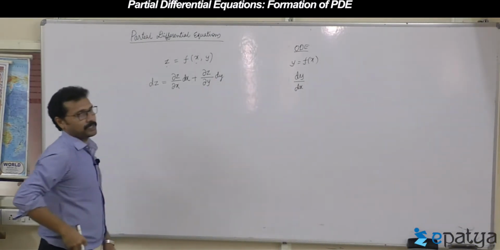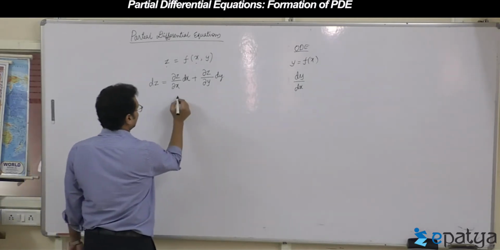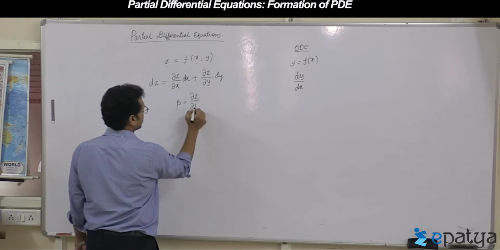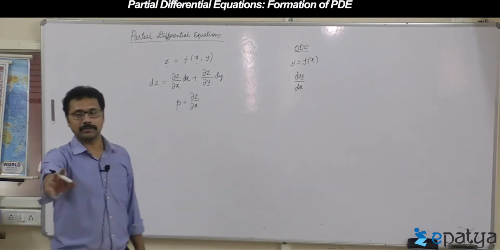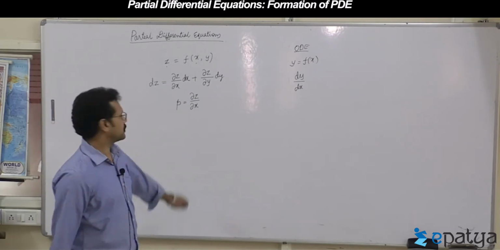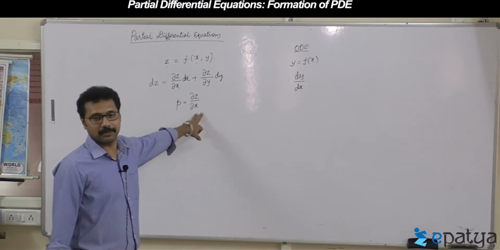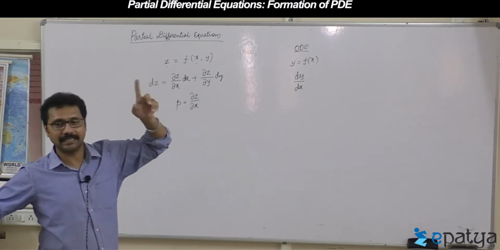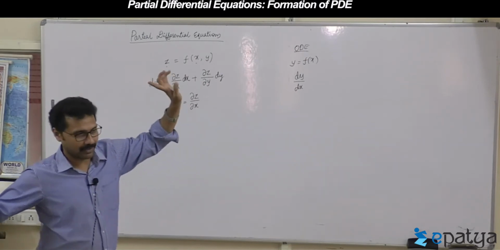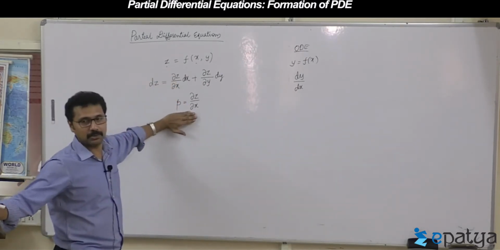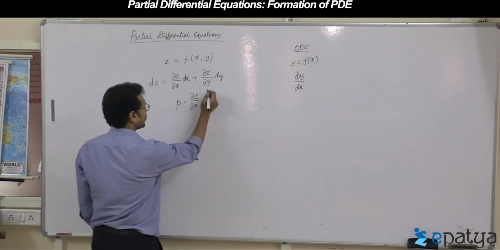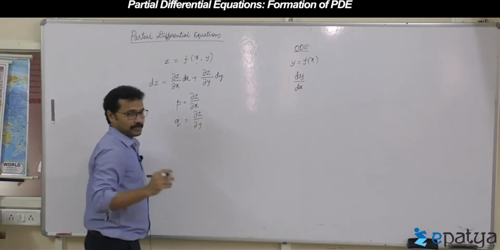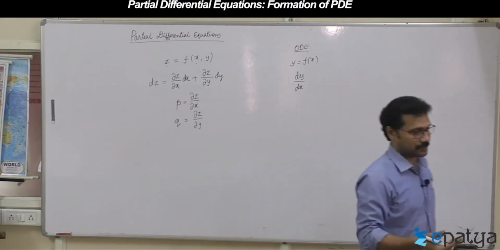Also there is one symbolic notation here. Dou z by dou x, we always represent universally as small p. The same small p in the case of ODE, we were representing as dy by dx, but in the case of PDE, we represent it as dou z by dou x. And small q will be dou z by dou y. These are first order derivatives.